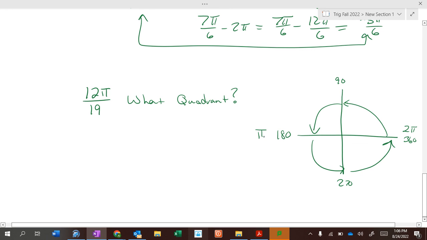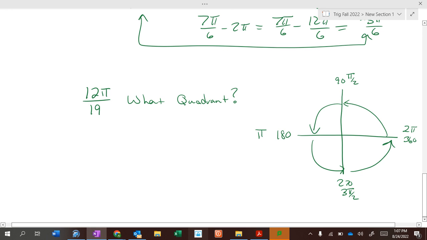What's half of 180? 90. So what's half of pi? Pi over 2, right? So then this would be 1.5 pi, or 3 pi over 2. So if you think about it, is 12 over 19 bigger than 1/2 or smaller than 1/2? Bigger than 1/2, but it's smaller than 1, so it would be quadrant 2.